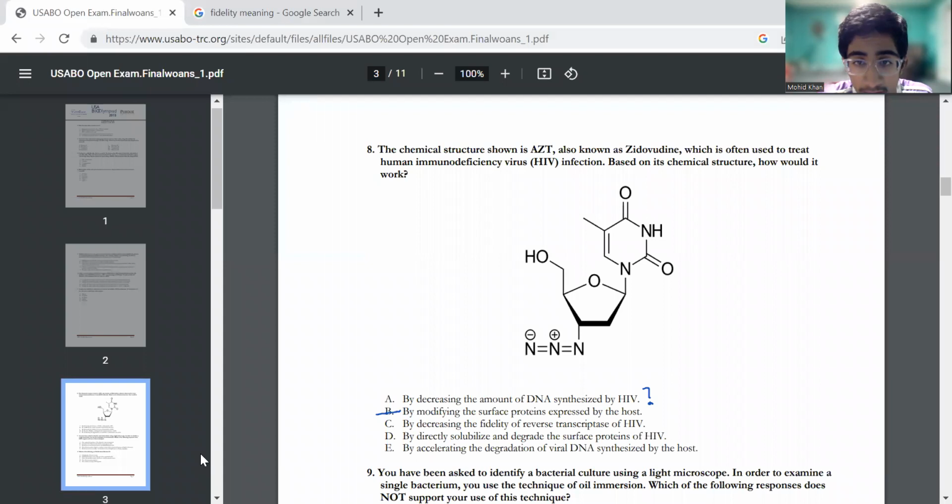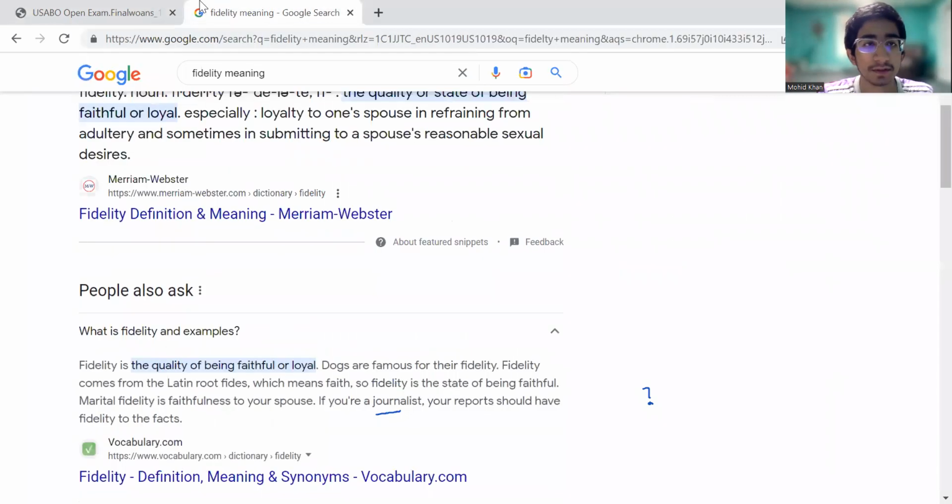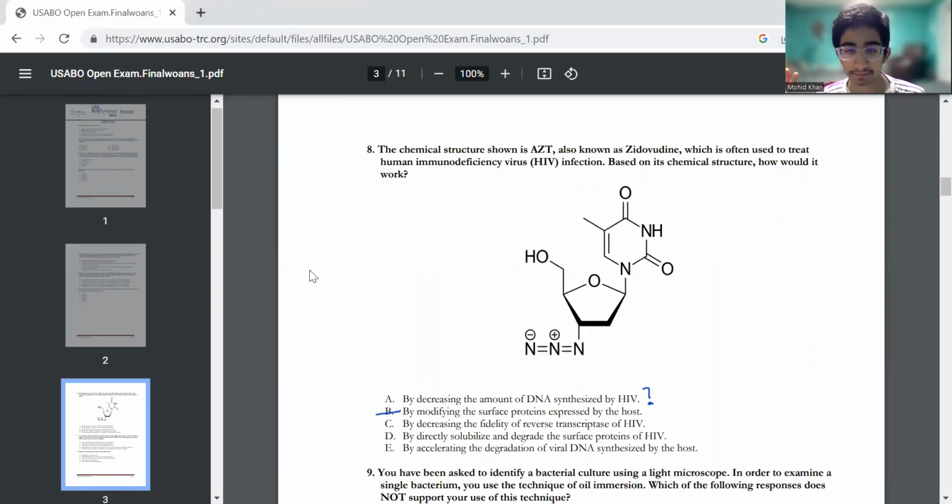Faithful or loyal. Oh, I see what it's trying to say, by decreasing reverse transcriptase binding to HIV. That was kind of a weird way of saying it, like the fidelity. It could have just said reducing how it binds, or something else.